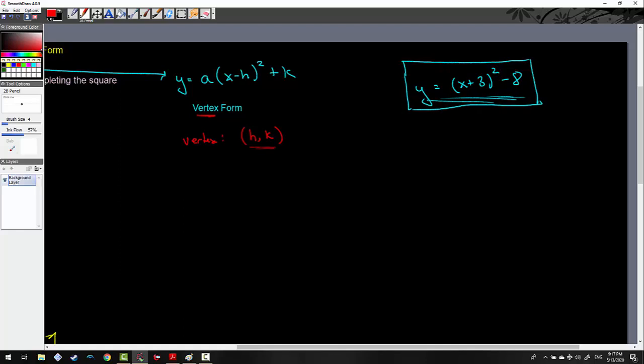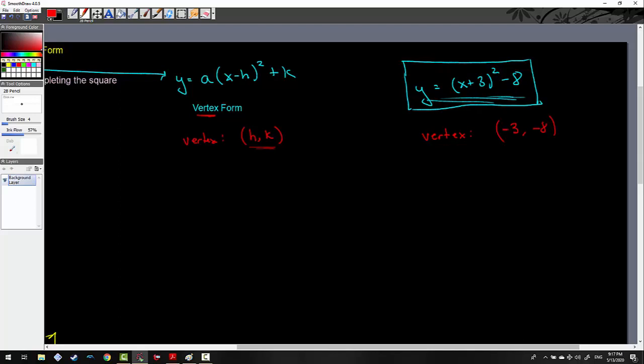Always. So in the case of this particular example, and if you want to know why it's h, k, you'll have to watch the next video on function transformations. You'll see it happen. But in this example here, I know what you're thinking. You already know the vertex. You think the vertex is 3, negative 8. But that would be wrong. The vertex in this case is actually negative 3, negative 8.